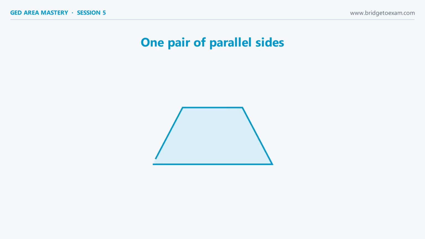Welcome to Session 5. Today, the trapezoid, the shape with one pair of parallel sides that are different lengths. Its formula has more moving parts than anything so far, but it comes from the same trick as the triangle.